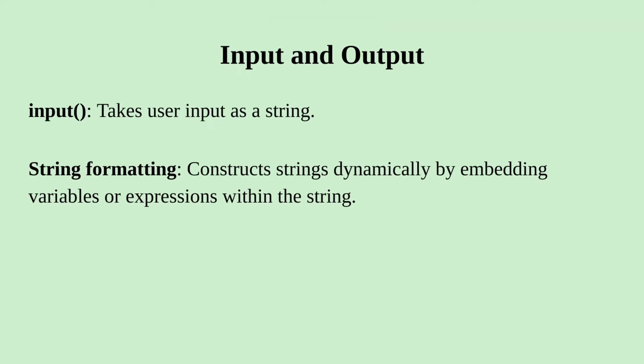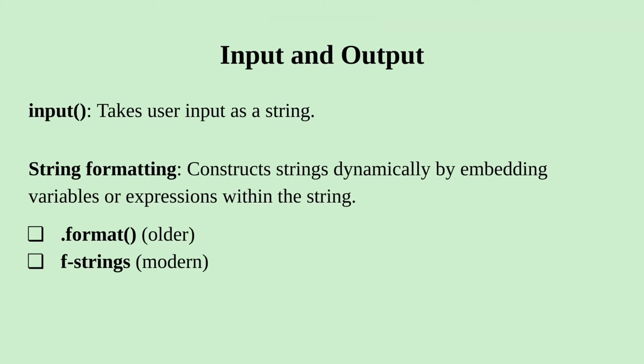Now let's see input and output. The input function is used to take the input from the user as a string, and then there's string formatting. This constructs strings dynamically by embedding variables or expressions within the string. Dot format is the older method and f-strings is the newer method, which can be used in Python versions 3.6 and later. Now let's check them out.